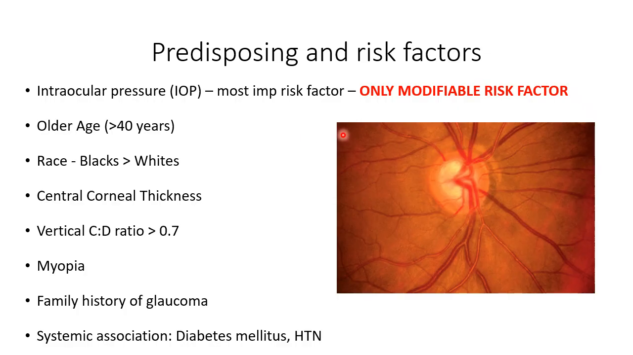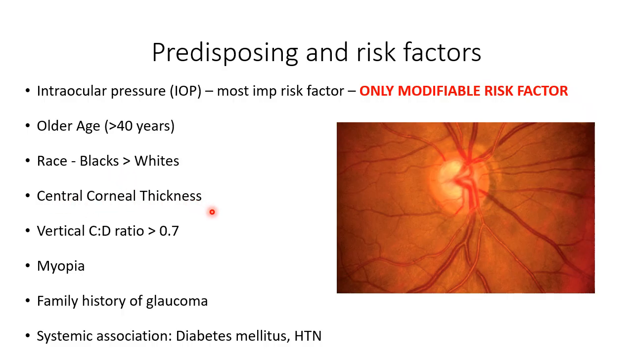Predisposing and risk factors. The intraocular pressure is the most important and the only modifiable risk factor. Now that we know the pathogenesis of glaucoma, we can modify one of its most important risk factors, that is the intraocular pressure. Older age, 40 years, more common in blacks than whites.